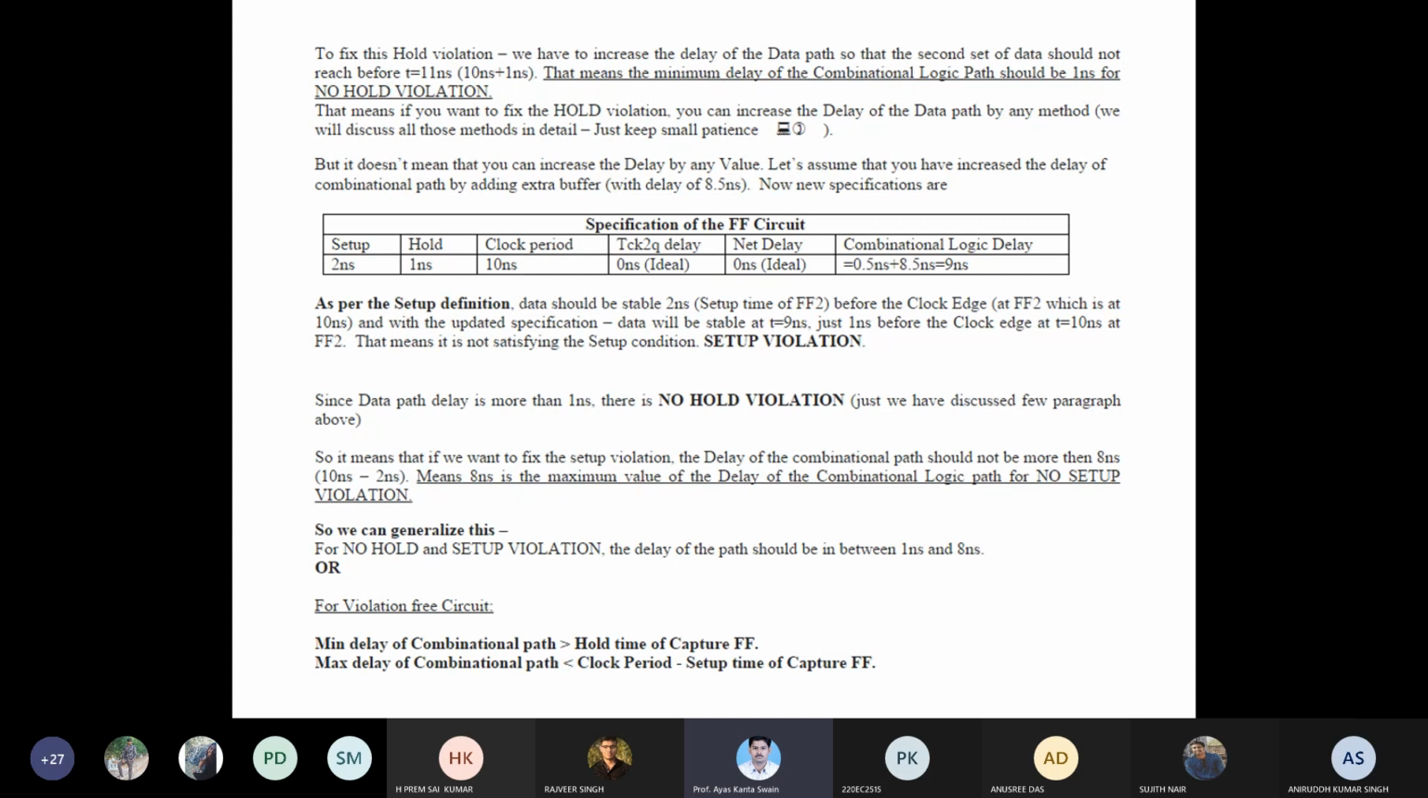Are you getting it, all of you, or any doubt? So we have generalized here: the minimum delay of the combinational path is greater than or equal to the hold time of the capture flip-flop, and the maximum delay of the combinational path is less than the clock period minus the setup time of the capture flip-flop. Okay, you can see 10 nanosecond minus 2 is 8 nanosecond, which is the maximum delay, and hold is minimum 1 nanosecond. So the minimum delay depends on the hold, and the maximum delay depends upon the clock period and setup time. Okay, so there are a few generalized things I am telling you, please note them down.